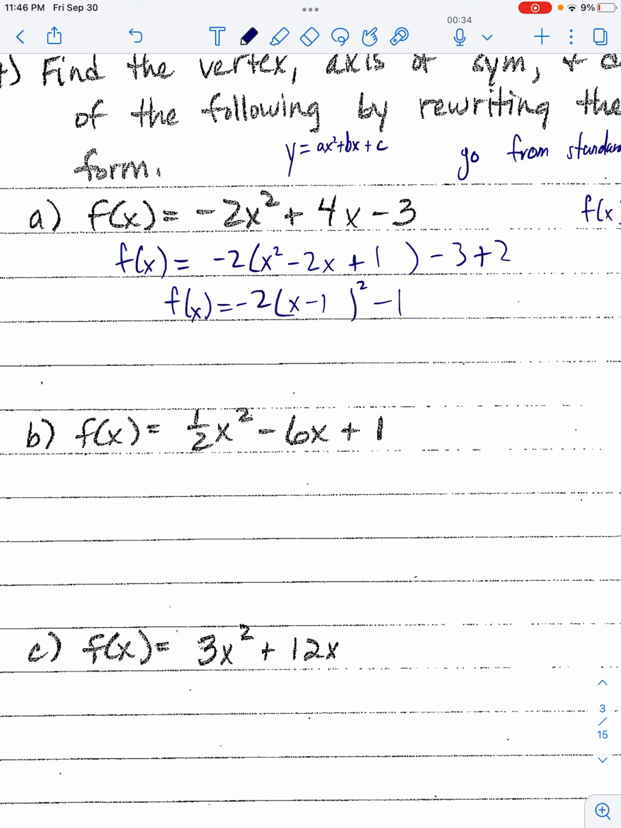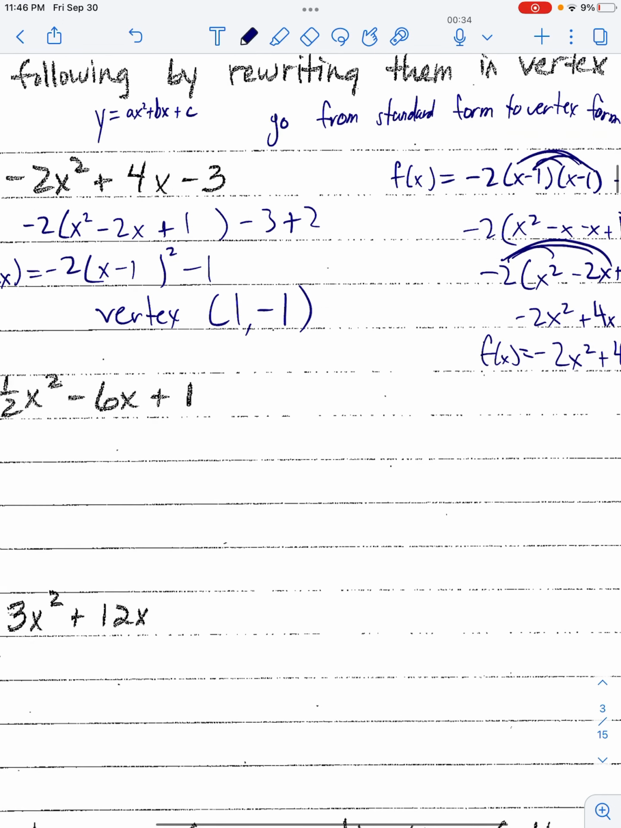So now I have my equation in vertex form. My vertex is going to be the opposite of the number inside my parentheses. The number inside my parentheses is negative 1, so the opposite of that is positive 1. So it's going to be positive 1, comma, and then just the number outside the parentheses that's added or subtracted. So positive 1, comma, negative 1.